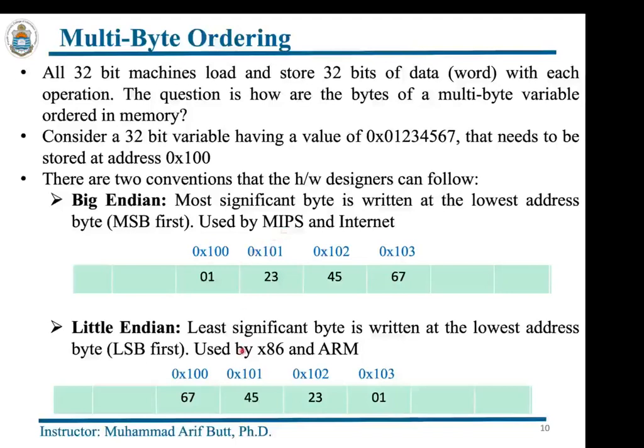In case of little endian, you store the least significant byte, that is this 6, 7, at this address 100, and then the next byte, that is 4, 5 at 101, 2, 3 at 102, and the most significant byte at this address 103. The little endian technique is used by the x86 and the ARM processors.